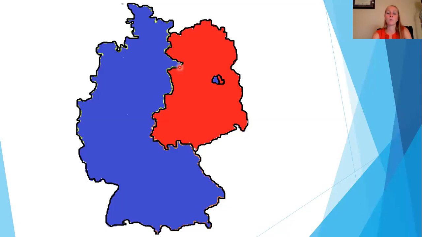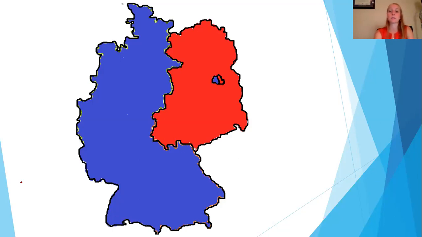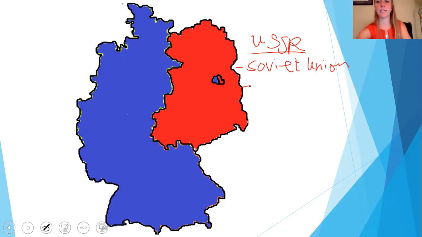And then once everyone is finished, I would bring them to this slide. Obviously, I have it colored. And I would go ahead and ask them which side do they think represents communism. Hopefully, they would remember that on the eastern side over here, this is the Soviet Union. So on my board, I would write USSR or Soviet Union. And then I would write that the Soviet Union has communism.